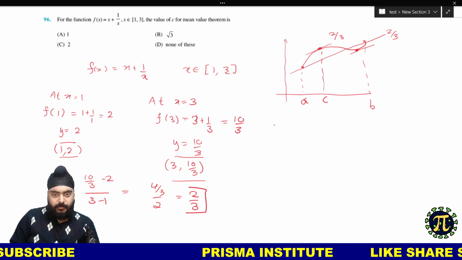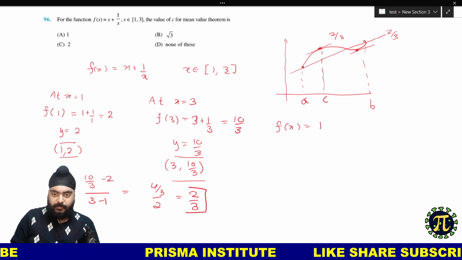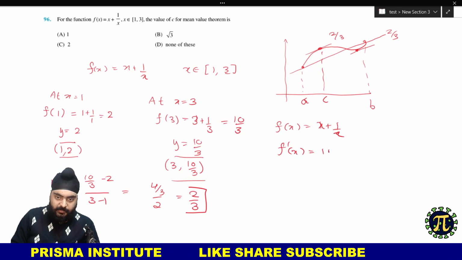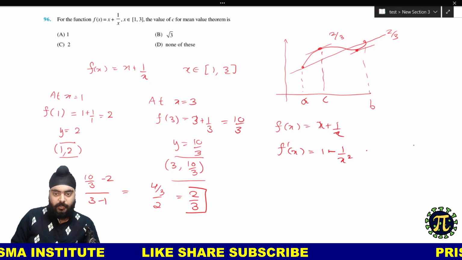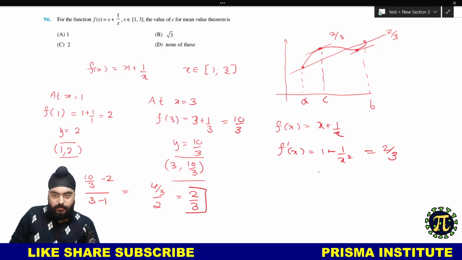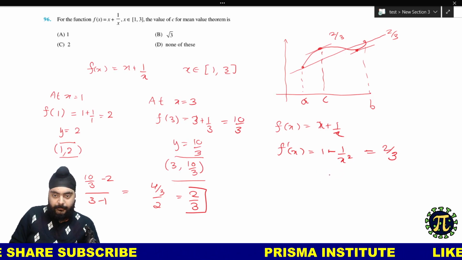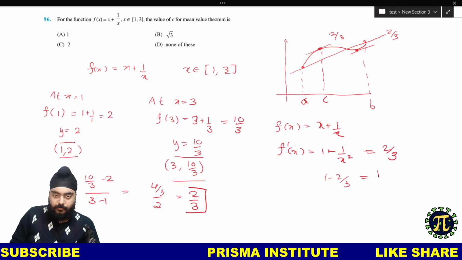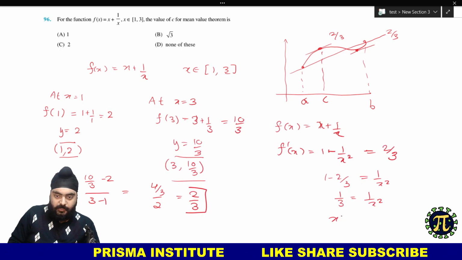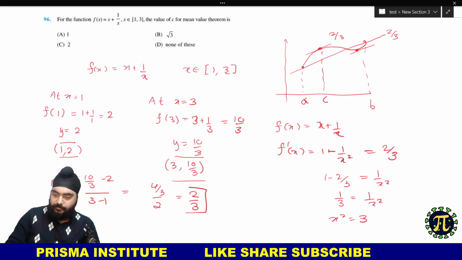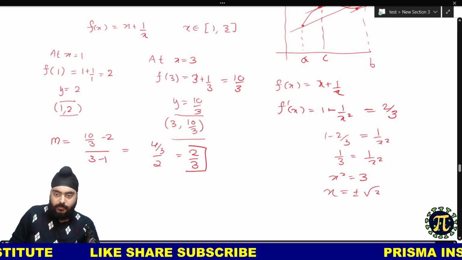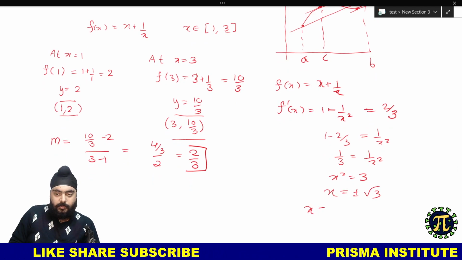Okay, so our function is x plus 1 by x, so we will take the derivative of the function. So f dash x is nothing but 1 minus 1 by x square, and let's put this equal to 2 by 3. Let's check if this answer can be 2 by 3. So we find 1 minus 2 by 3 is equal to 1 by x square. So 1 by 3 is equal to 1 by x square. So x square is 3 and we can find x की value plus minus root 3. So yes, x is equal to root 3, right?